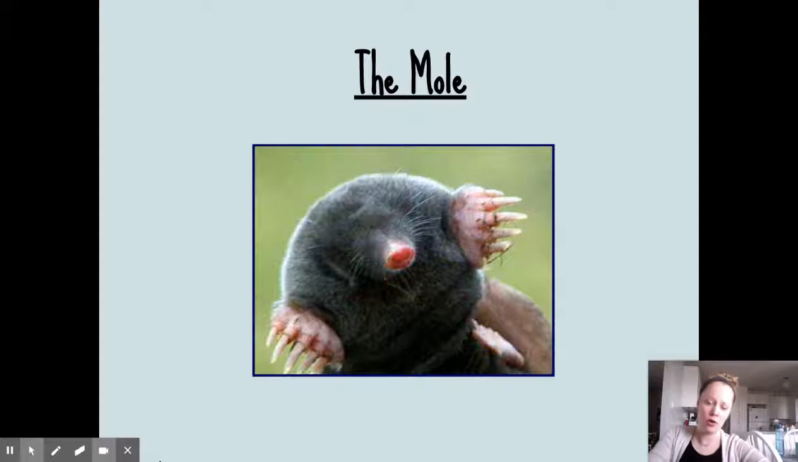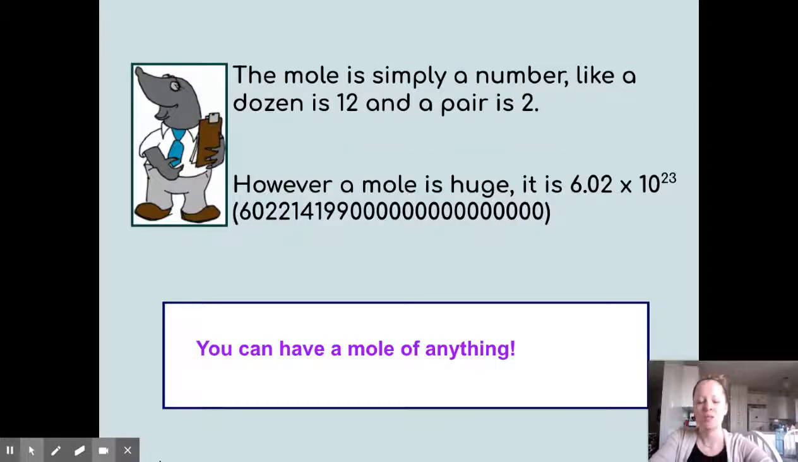It leads us to the mole, but not actually the mole, not the animal, as weird of a creature as they are. This leads us to a term that we use in chemistry called the mole. Okay, so what the mole is, and this is nothing to write down quite yet, the mole is honestly just a simple number like a dozen. Okay, we know a dozen is 12. We know a pair is 2. Those are just common numbers we use.